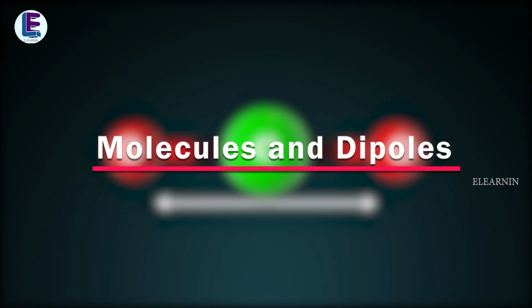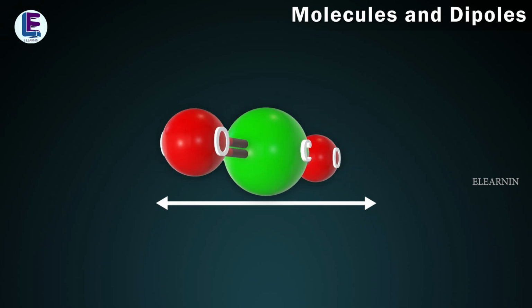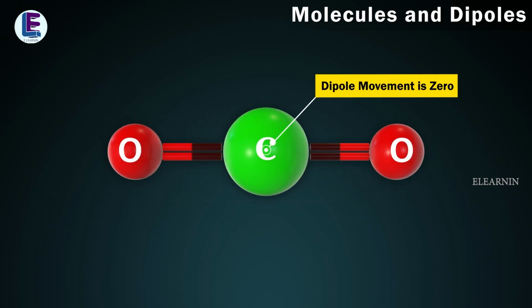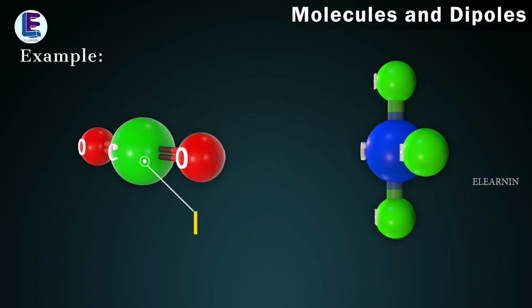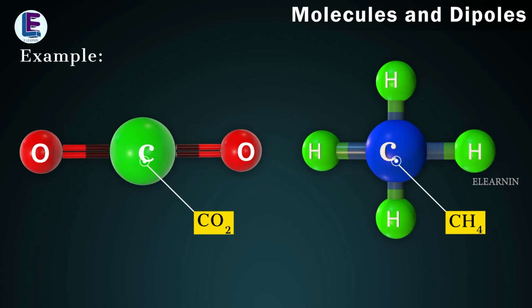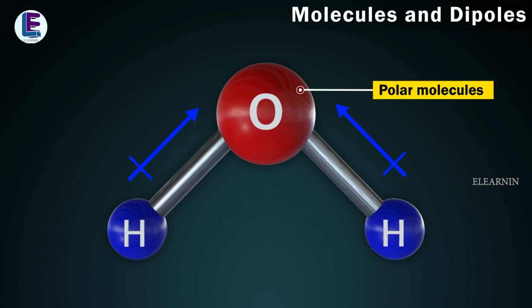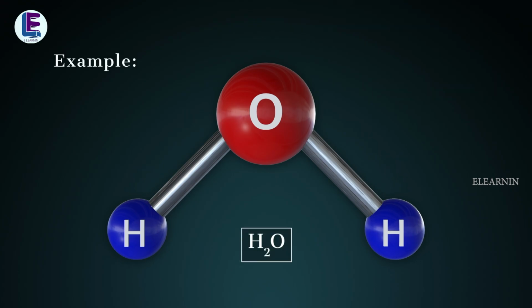Molecules and dipoles. In symmetric molecules, the positive and negative centers are at the same point, so their dipole moment is zero. For example, CO2, CH4. However, if an electric field is applied, their dipole moment increases. In some molecules, the positive and negative charges do not coincide, so even without an external electric field, they have a permanent dipole moment. These kinds of molecules are called polar molecules, for example, H2O.